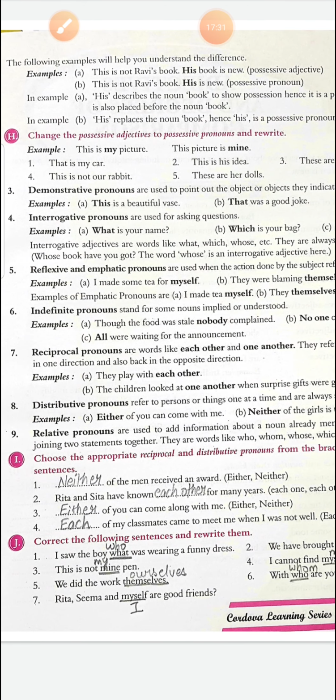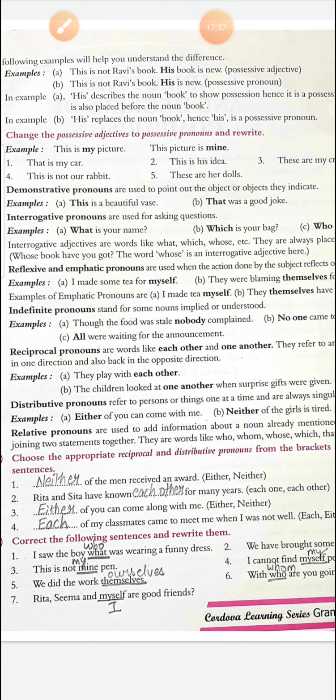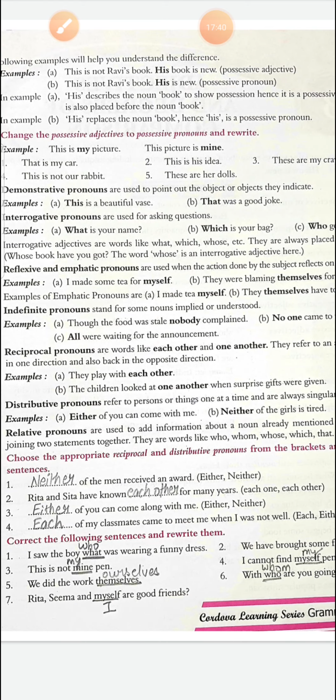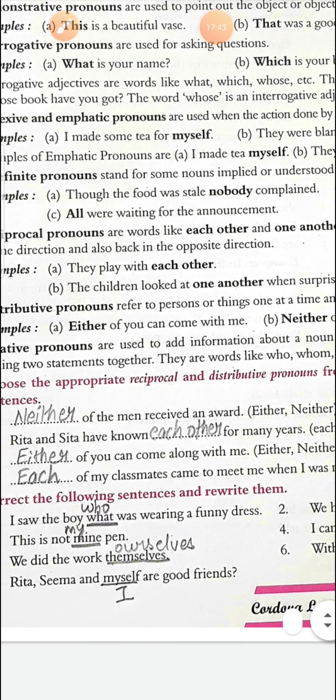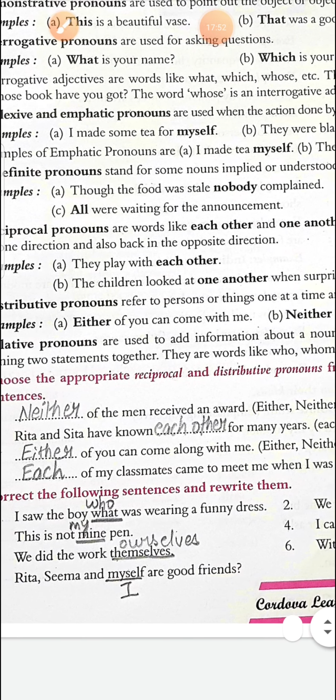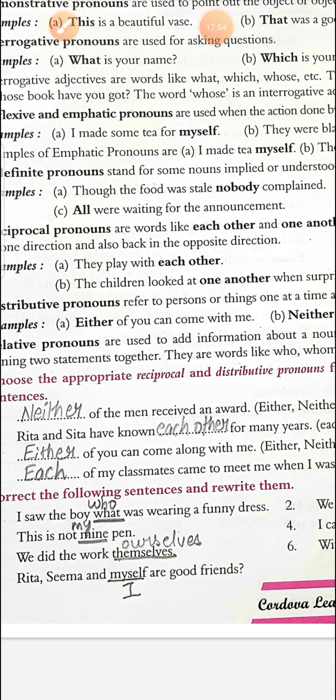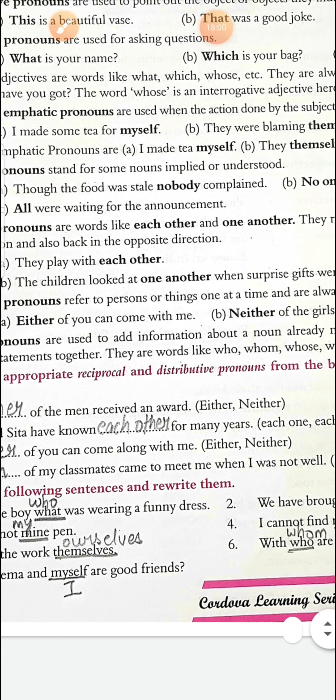What you have to do, you have to correct the following sentences and rewrite them. Understood? So see the first one. I saw the boy what was wearing a funny dress. What is not right. So it will be who. And who is what kind of pronoun? Relative pronouns. I saw the boy who was wearing a funny dress.